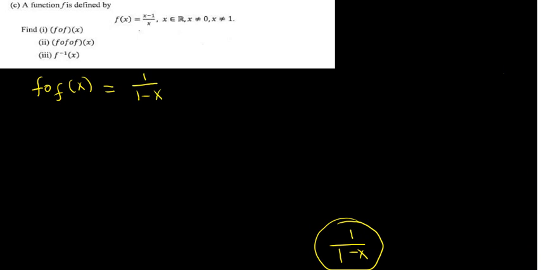Now we want to find f of f of f of x. That means that we are first going to get this f, take it into f, and the result, we are going to take it into f. We've already found f of f of x, so we're just going to get this result and put it in f. So that's the meaning.